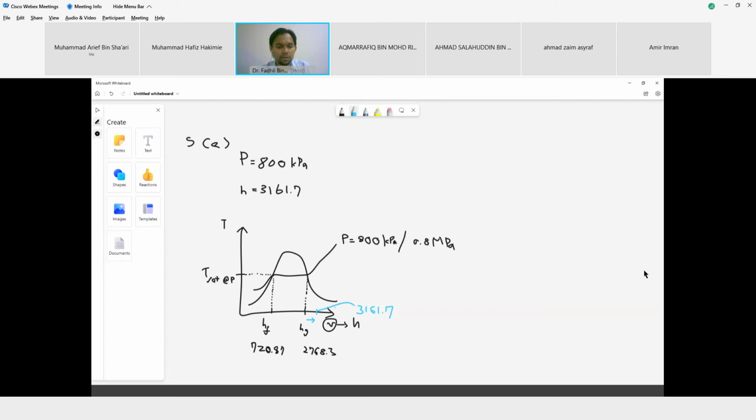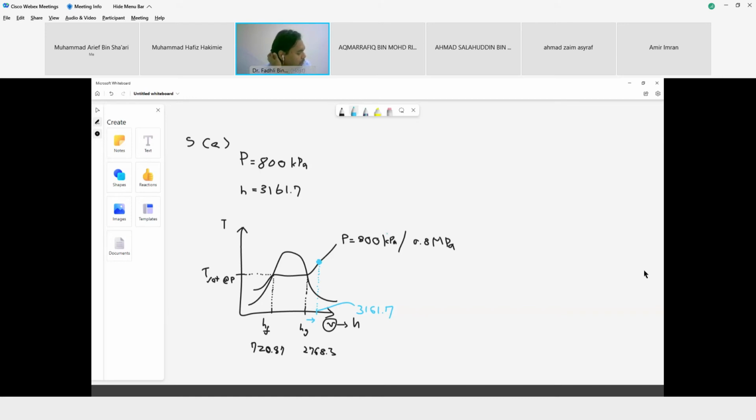Okay. So after that, draw a vertical line. What is it for? For us to know the region, the phase. So the point is here. It is located in this region, the superheated vapor region. So then we know the phase. Okay, next, solve the problem.